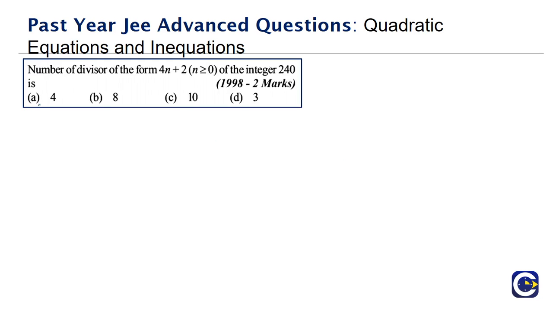The number of divisors of the integer 240 that are of the form 4n plus 2 is. So we have 240 is nothing but 2 power 4 into 3 into 5. So the divisors of 240 are 1, 2, 4, 8, 16, 3, 6, 12, 24, 48, 5, 10, 20, 40, 80, 15, 30, 60, 120, 240.